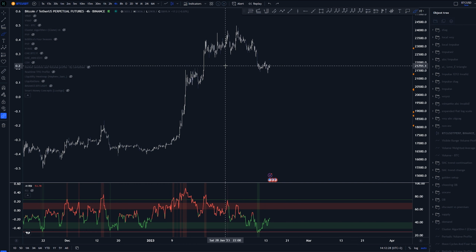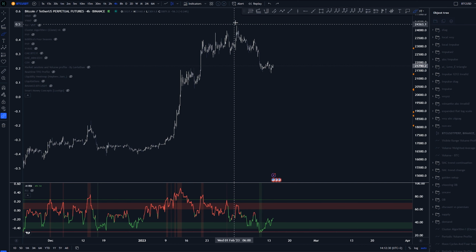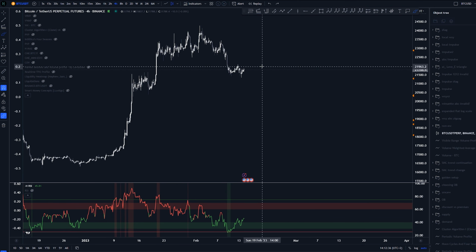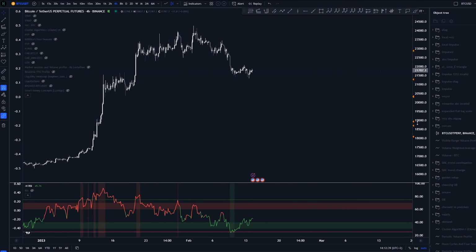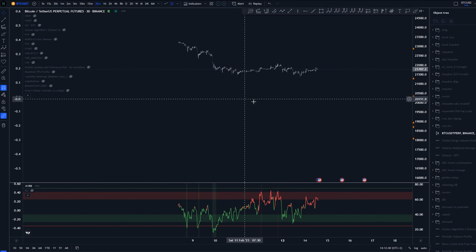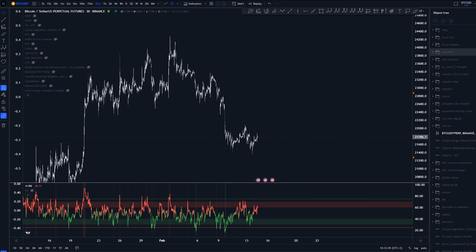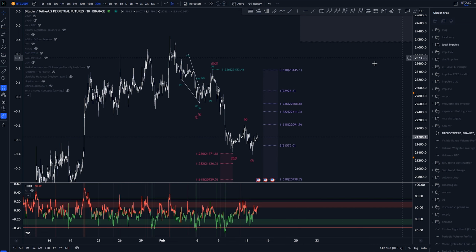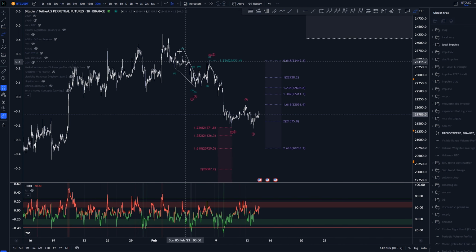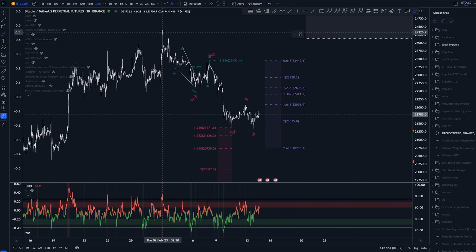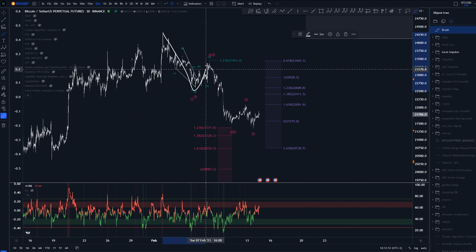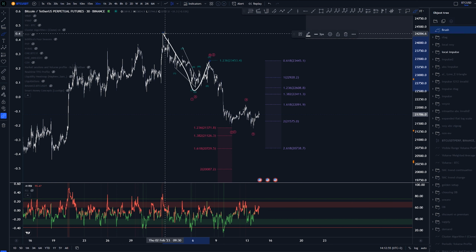There is definitely a count to be had on any of them, so I'm not going to be going too detailed into which one of these it should be or which I favor at this point. The only thing that I want to be talking about today is this more local structure here. So we had a structure coming down as a potential ABC or a WXY. Again, it favored a very corrective count coming down from the highs that we had around 24k.